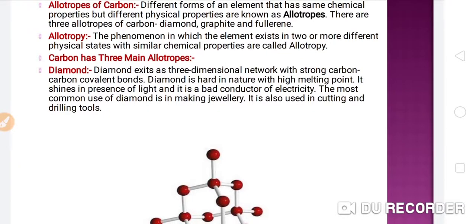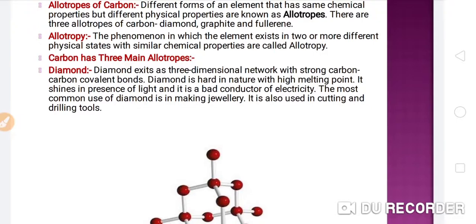Diamond exists as a three-dimensional network with strong carbon-carbon covalent bonds. That is, diamond is hard in nature with a high melting point. It shines in the presence of light and it is a bad conductor of electricity because carbon is a non-metal. The most common use of diamond is in making jewelry. It is also used in cutting and drilling tools.